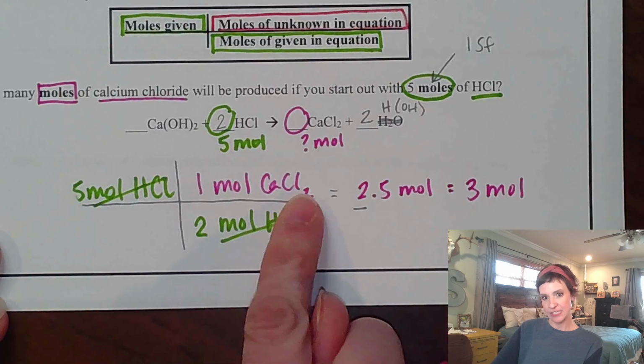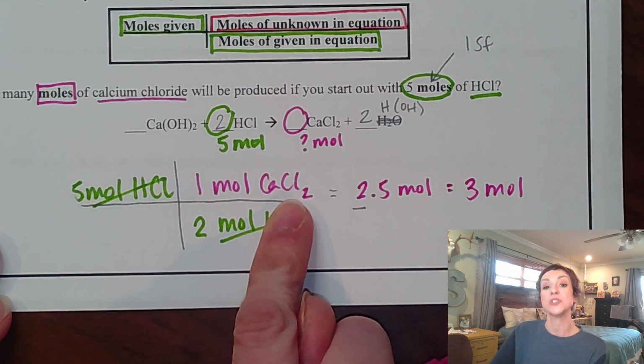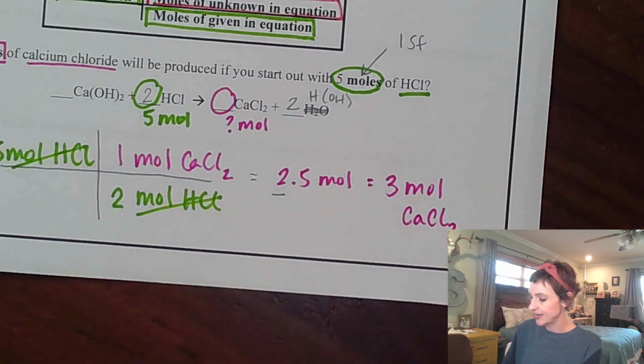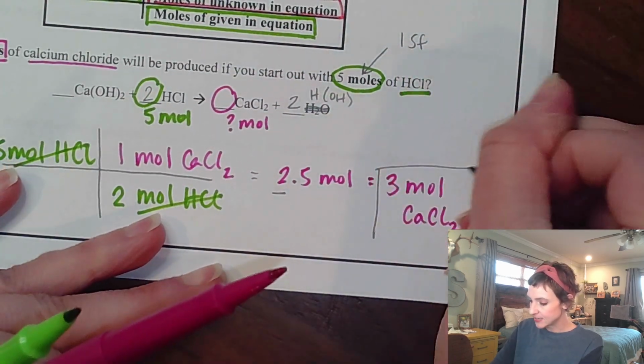And now you see how we specified of who. We are also going to write our answer of who? So this is 3 moles specifically of calcium chloride. Yes? So that's my answer.